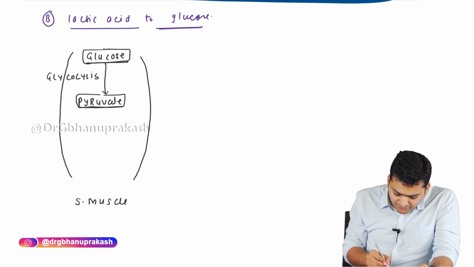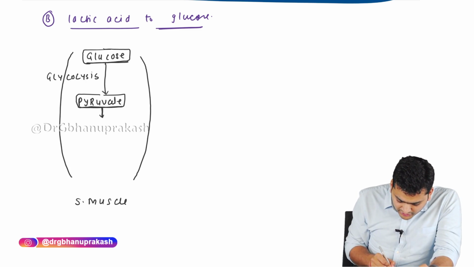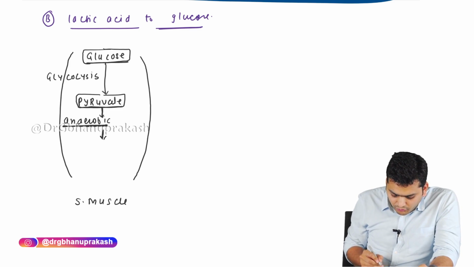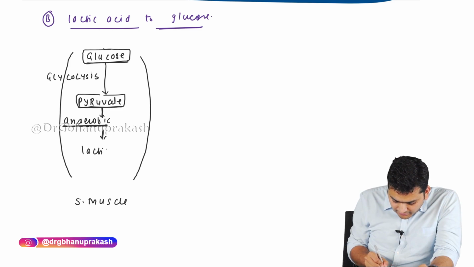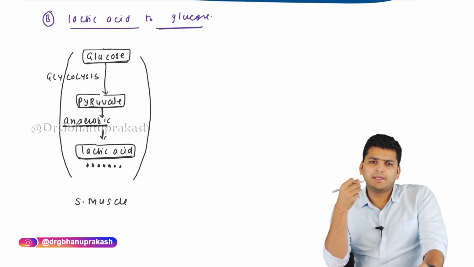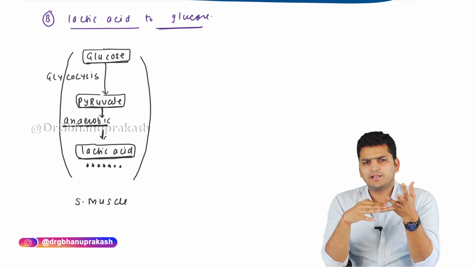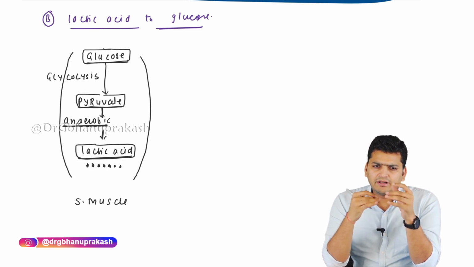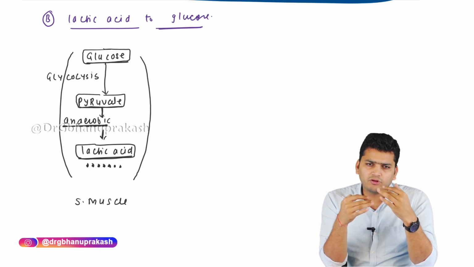So what happens is this pyruvate will undergo the anaerobic pathway, because that much oxygen is not there continuously. When you do anaerobic glycolysis, pyruvate converts into lactic acid. And this is how lactic acid is generated in the muscles. This is the molecule which basically leads to pain when you do vigorous physical exercise which is not routinely done by you, and you have done that for the first time.